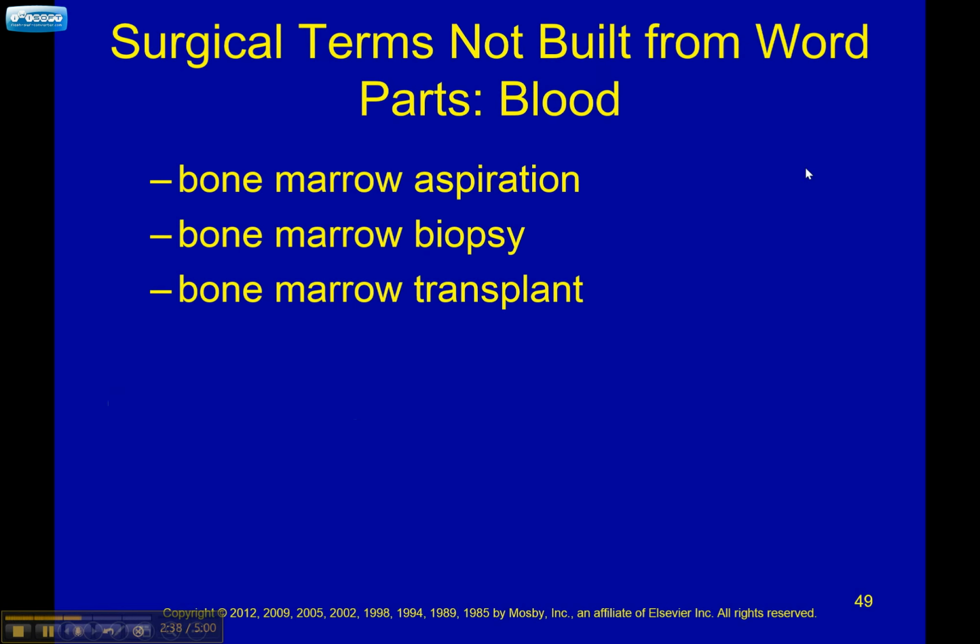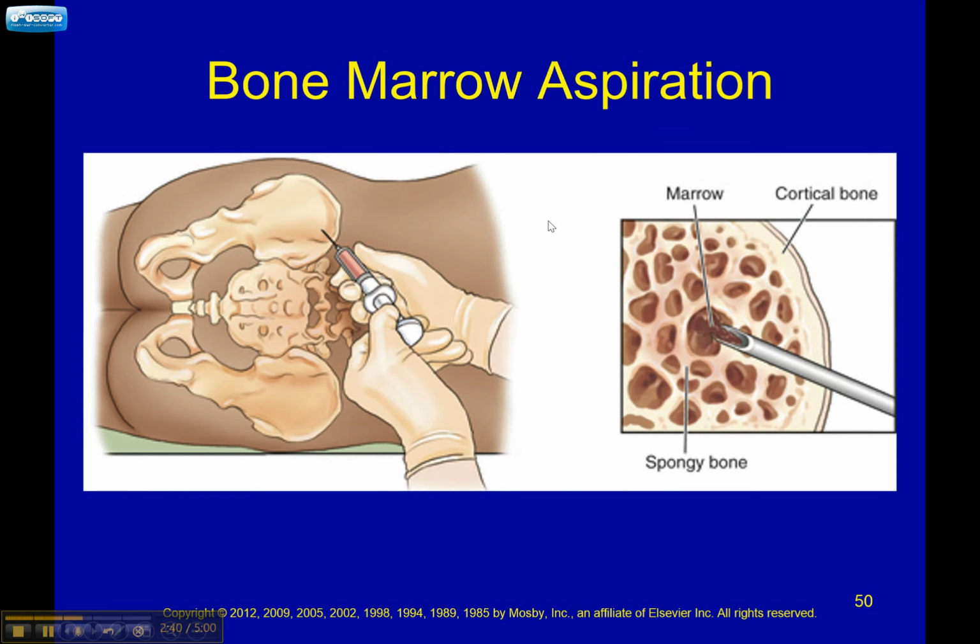A couple of terms about the blood system. The most common one is going to be a bone marrow aspiration, where a pathologist or a surgeon will go in through the iliac crest of the bone and actually draw out some of the marrow, which is real rich in what they call precursor cells, and that's going to give them an idea of what's going on in the bloodstream. A lot of times it's used to diagnose leukemias.